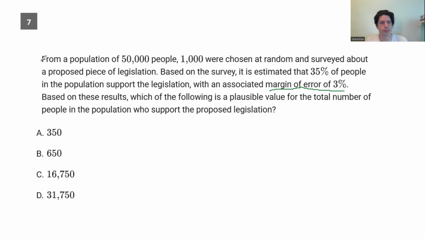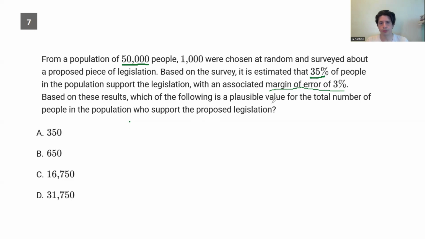Okay, great. So there's four numbers here, right? There's the 50,000, which is the total population. There's the 1,000, the 35%, and the margin of error of 3%. So they're asking about it from the total number of people in the population. So it's going to be about the 50,000, not the 1,000. And then the base of that is 35%, right?